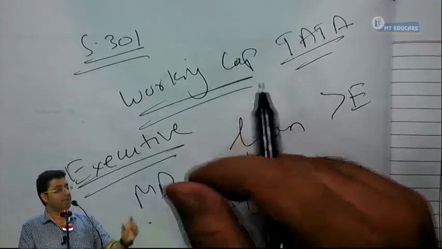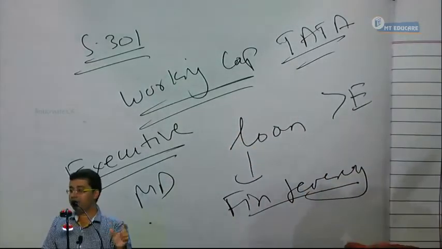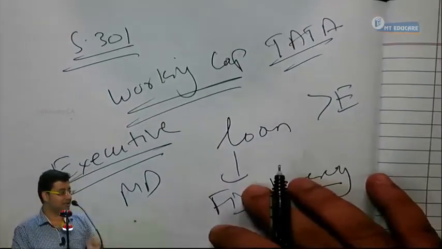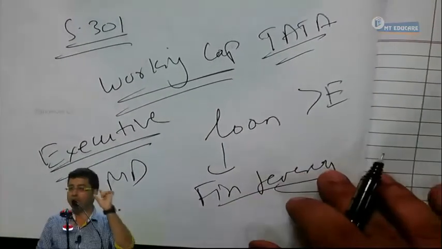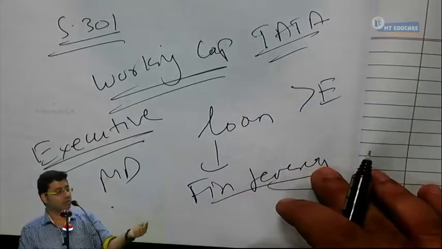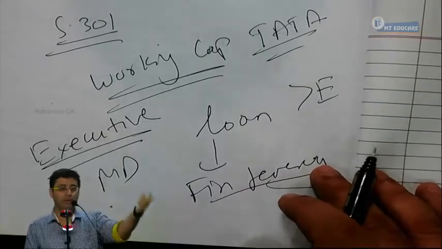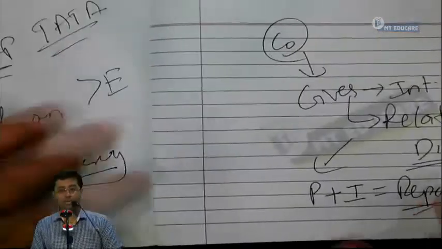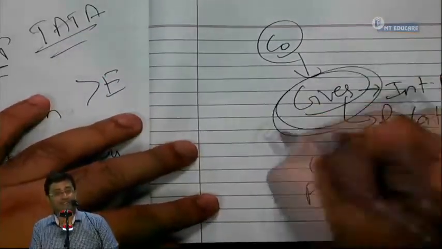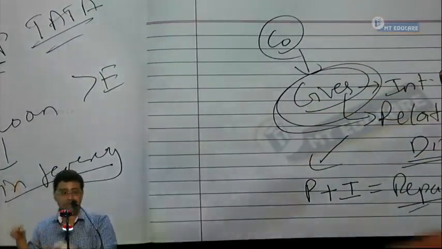So whenever a company gives any loan to any party specified under section 301, such parties are called interested parties, and you have to make sure as an auditor that the party has not only taken the loan, but has also repaid the loan on time. One last point I want to say about the loans, if they are given. I have not gone to loans taken so far. I am still on loans given only.